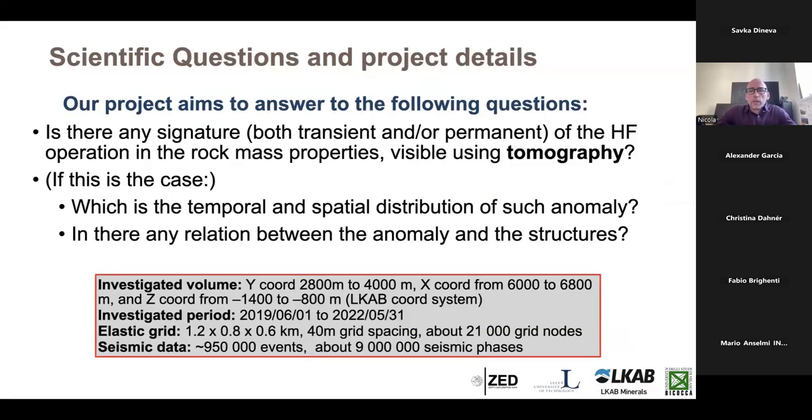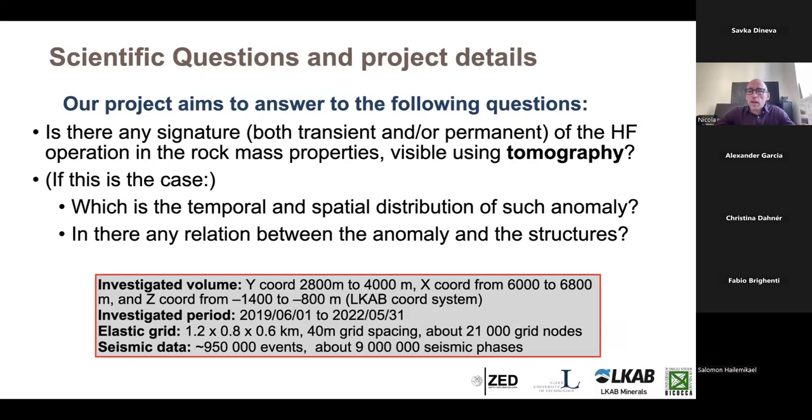So, which are the scientific questions behind our projects? Our project was aimed to answer the following questions. First, is there any signature, both transient and permanent, of the hydrofracturing operation in the rock mass, and is its signature visible through tomography? And if this is the case, so if we can see something, which are the temporal and spatial distribution of such anomalies?